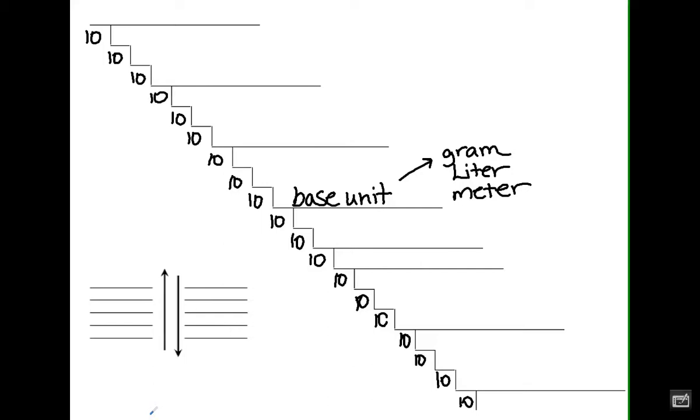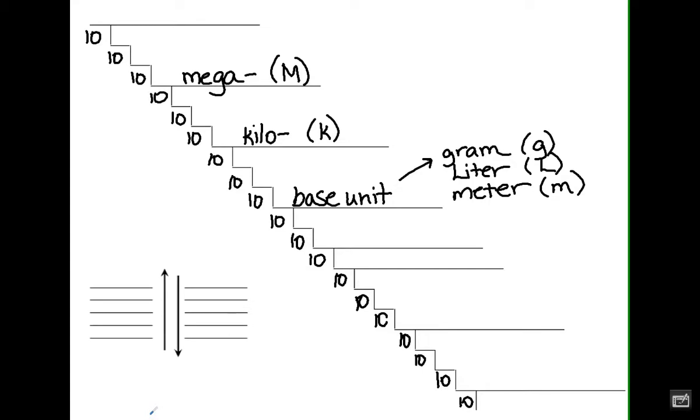So if we go up the 3 steps from our base unit, that prefix is kilo. And we would see that as a lowercase k in front of our unit for gram, liter, or meter. So gram would be g, liter is a capital L, and meter is a lowercase m. If we go up 3 more steps, we are at mega, which is a capital letter M. And then if we go up 3 more steps, we have the last one, which is giga, which is a capital letter G.